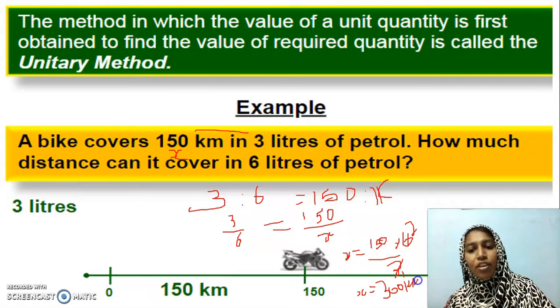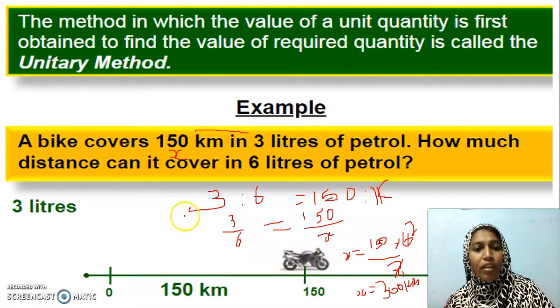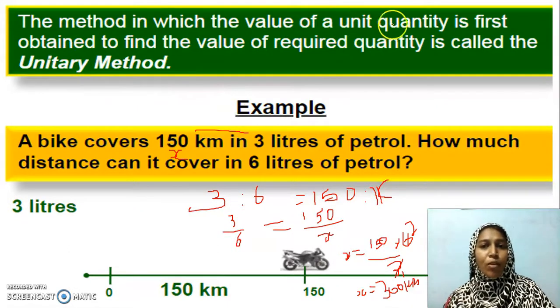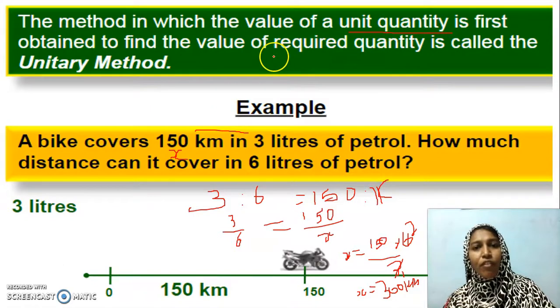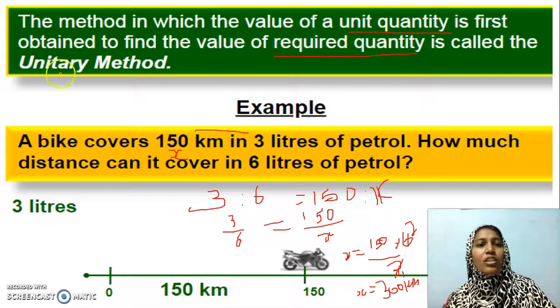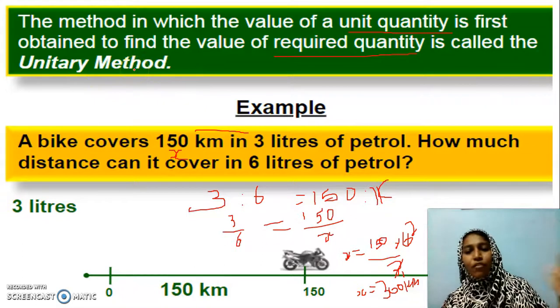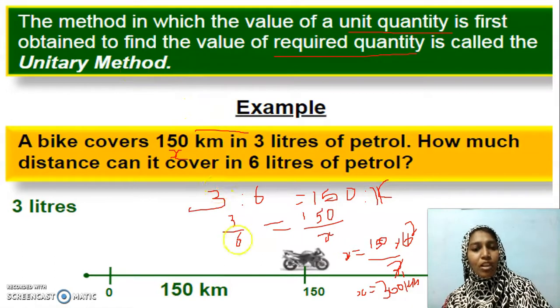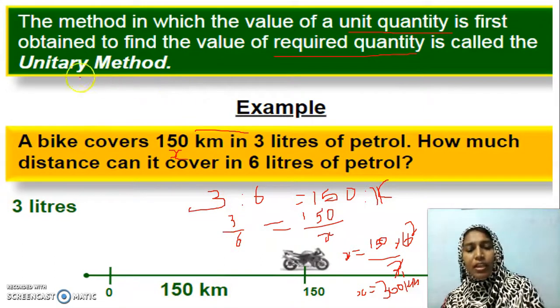Hope it is clear for you. Now I used the concept of proportion and ratio. We are not going into the unitary method. There is a definition for unitary method here. The method in which the value of a unit quantity is first obtained to find the value of a required quantity is called the unitary method. If they ask you to find the solution using the unitary method, you should go in for that method. But of course, they will not mention any method. It's in your hand to make use of either ratio or the unitary method.